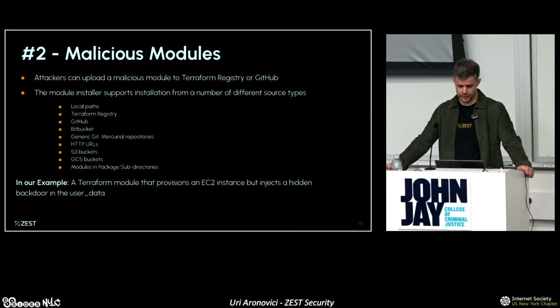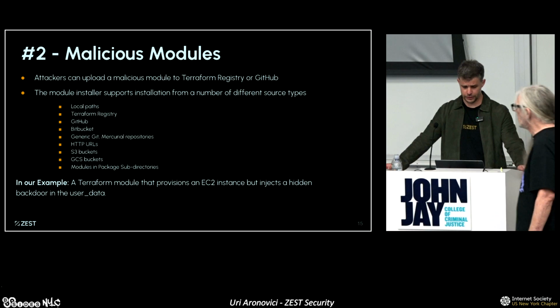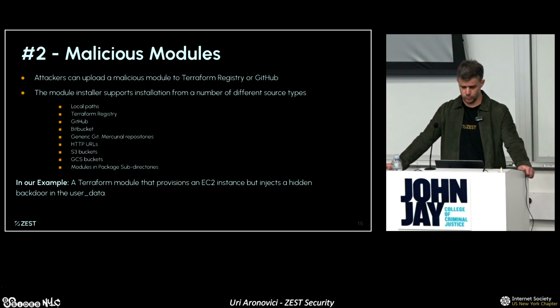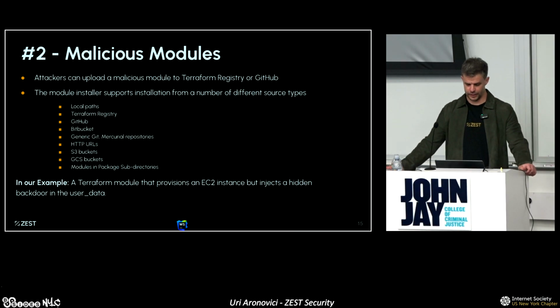The options for installing modules are many. The most common are the Terraform registry, GitHub, and HTTPS. But as you can see here, there is a bunch of other options, which means the attacker has so many options to try to manipulate the user to download it and to get into the environment. What I'm going to show you in a moment is a Terraform module that creates an EC2 instance. It will look like a legit module, but other than that, it will inject a backdoor by using user data.